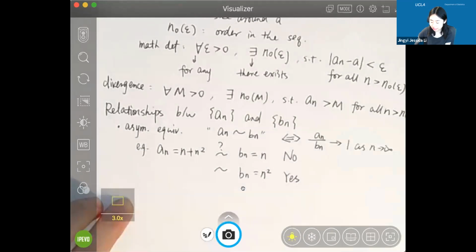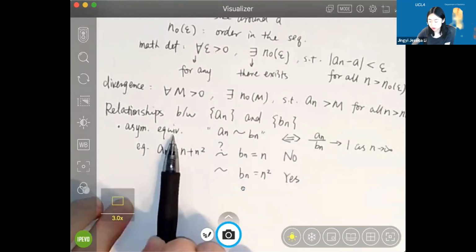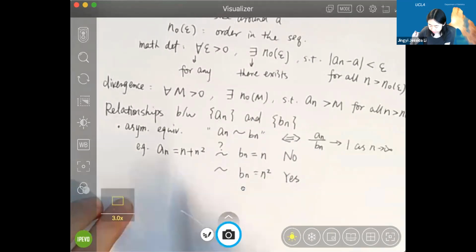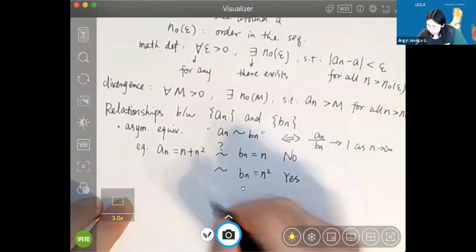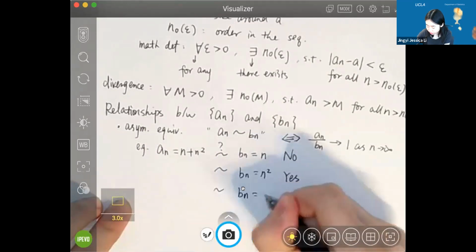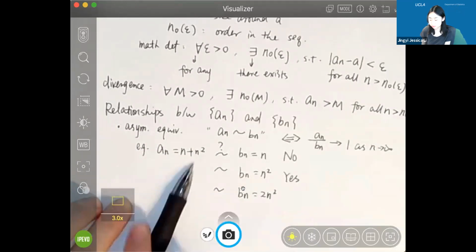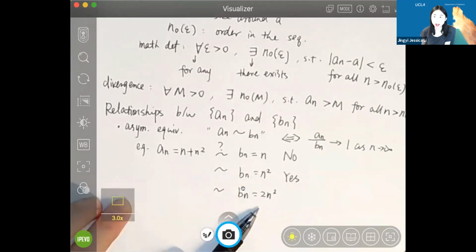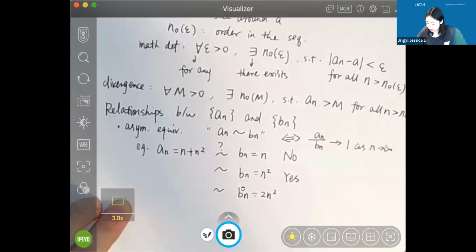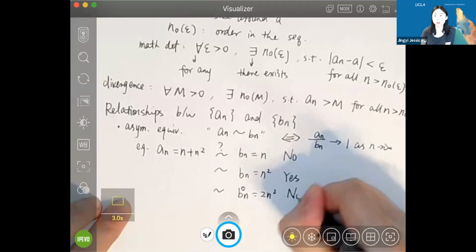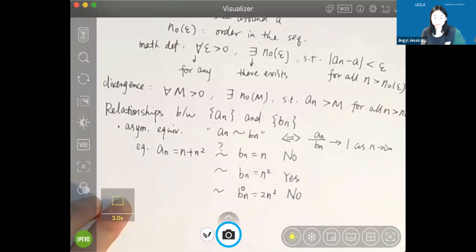And for asymptotic equivalence, we also need to care about constants. So for example, if I change b_n further to 2n squared, will your answer change? Here, if we still do the ratio, then we can see the limit will become 1/2 instead of 1. So in this case, they are still not asymptotically equivalent. Okay, a similar definition, let's continue.